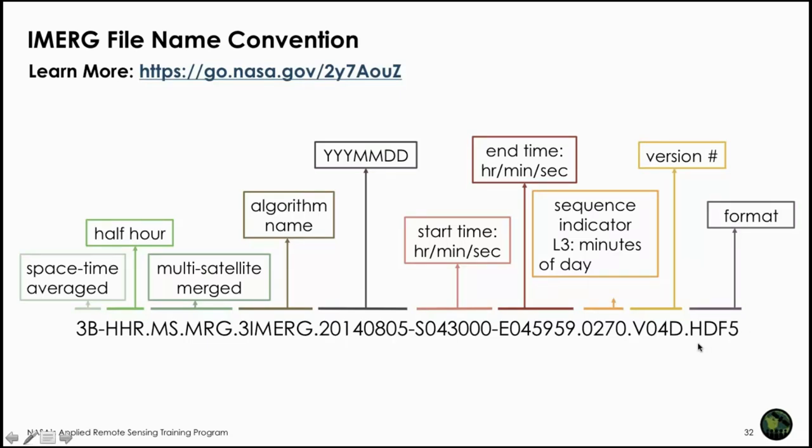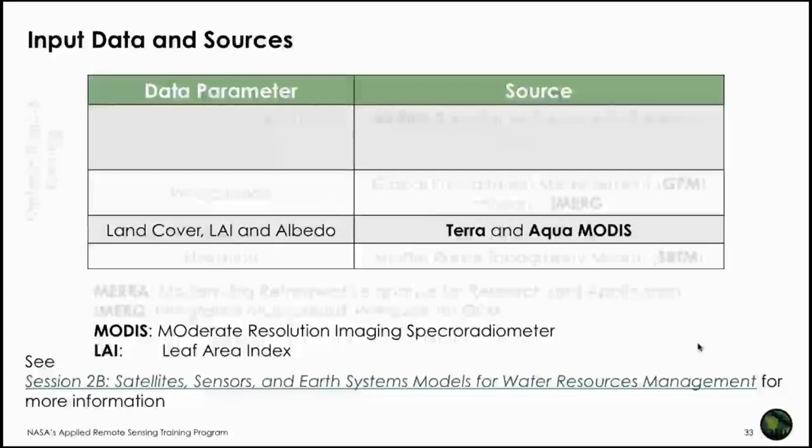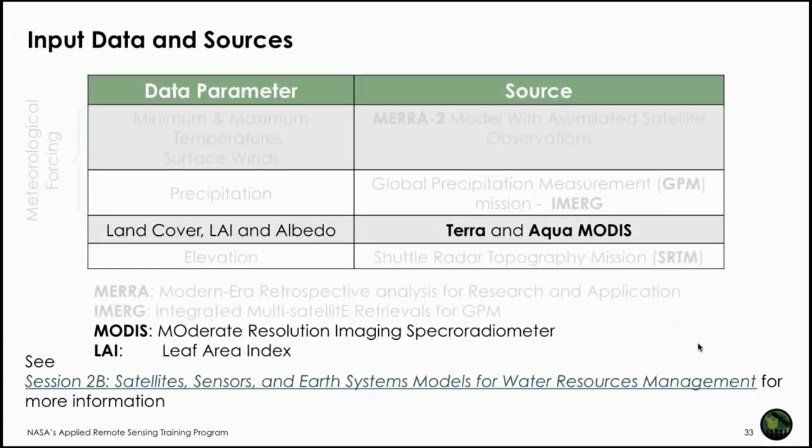So whenever you go to these websites to get the data, you will see long file names, and you can go back to this presentation and see what the file names mean. Okay, so we saw, now we have meteorological forcing from MERRA to NGPM. Now we're focusing on land cover, so vegetation data, land cover, leaf area index, and albedo.